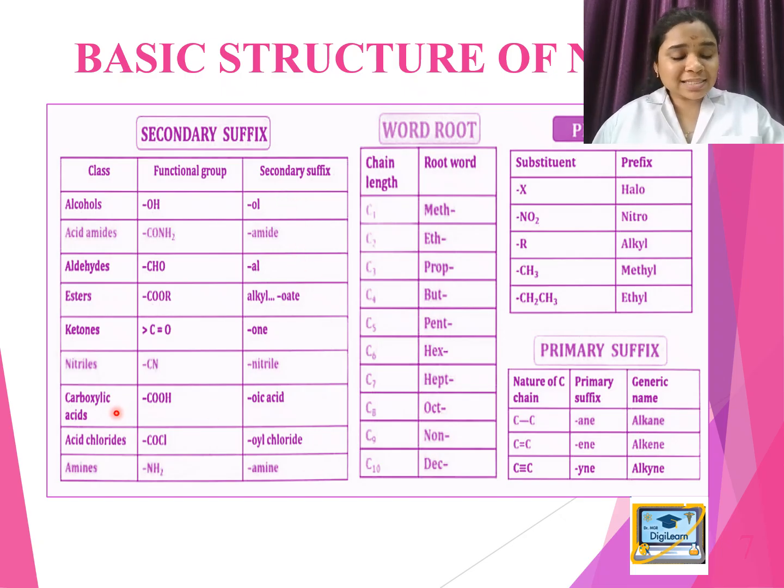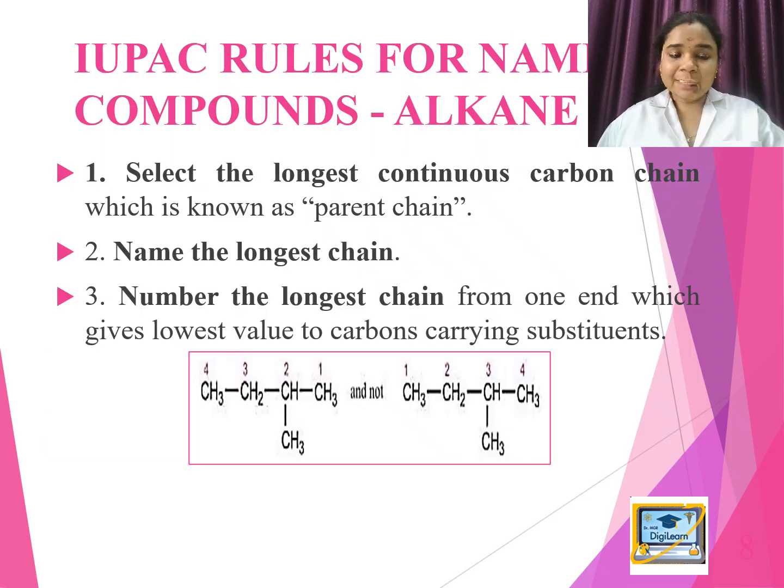If a carboxylic acid is the major functional group present in a molecule, then the suffix should be oic acid. We should not use carboxylic acid; we should use oic acid. If alcohol is the primary functional group present, the suffix should be OL. If aldehyde is the primary functional group, then the suffix is AL. If ketone is the primary functional group, then your suffix is ONE.